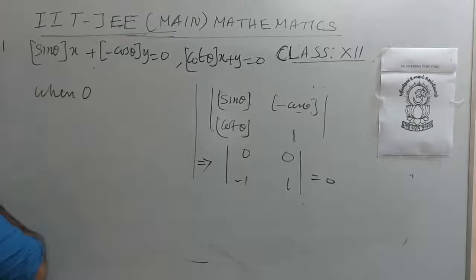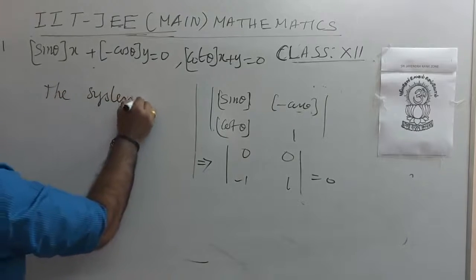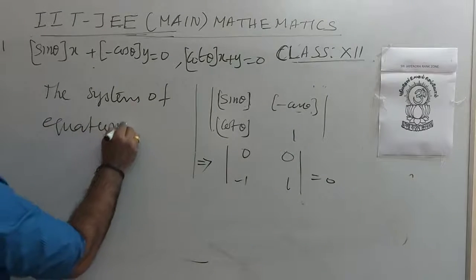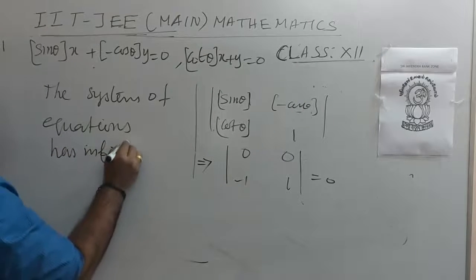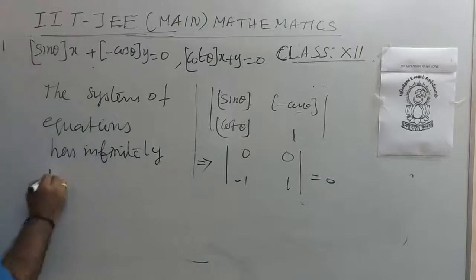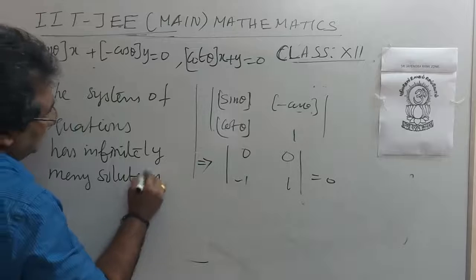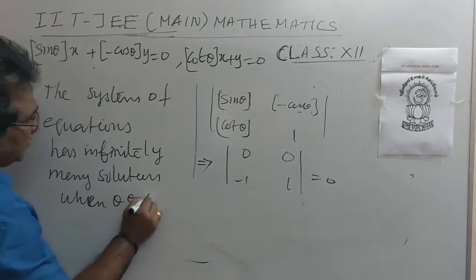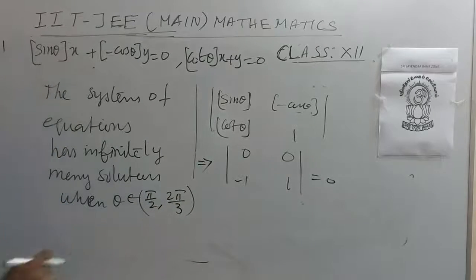When the system of equations has infinitely many solutions, theta belongs to pi by 2 comma 2 pi by 3.